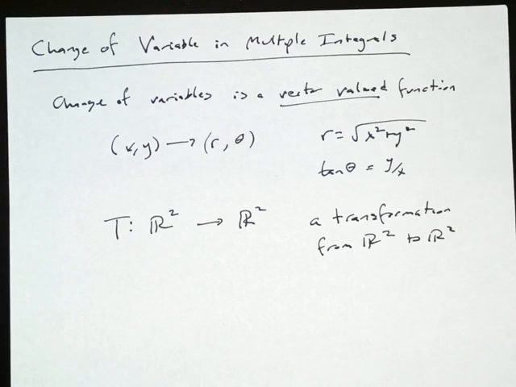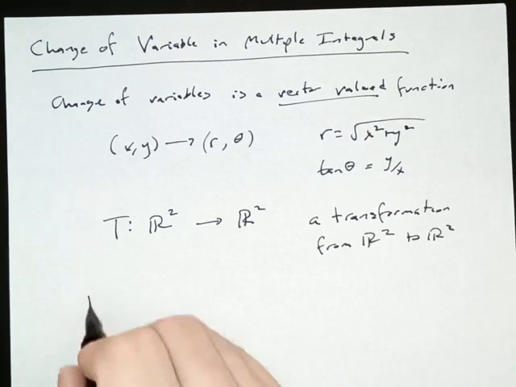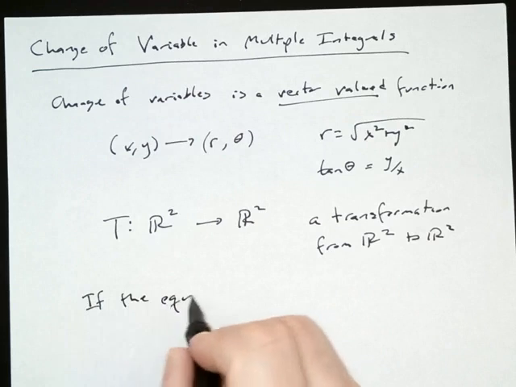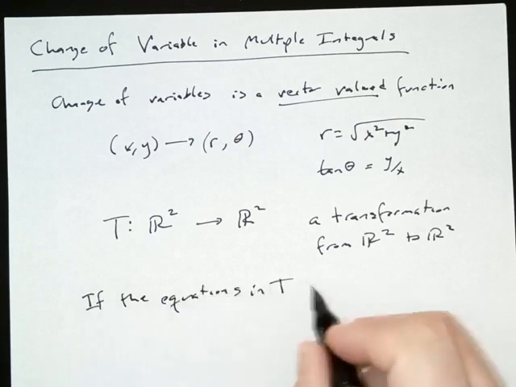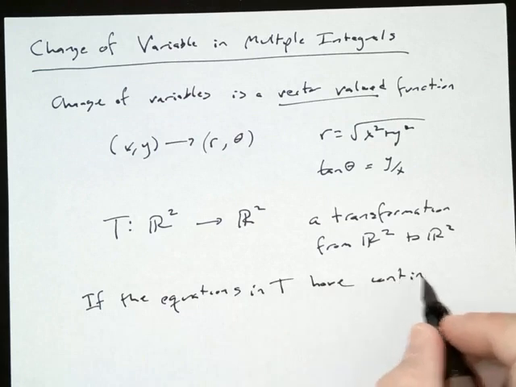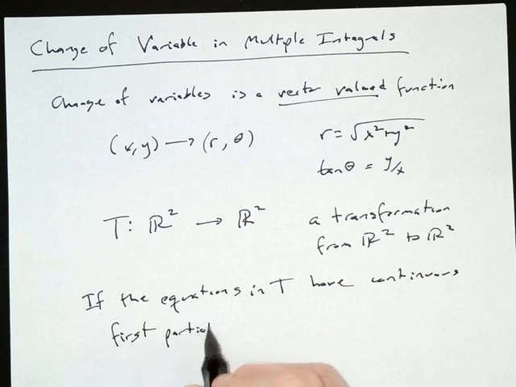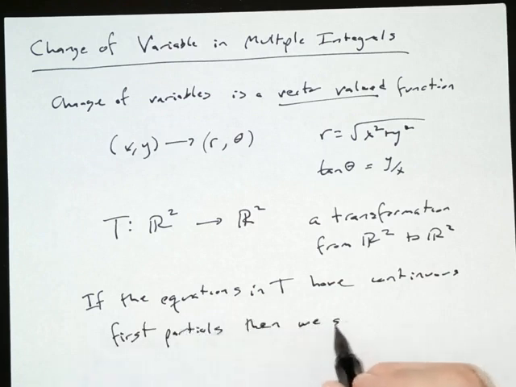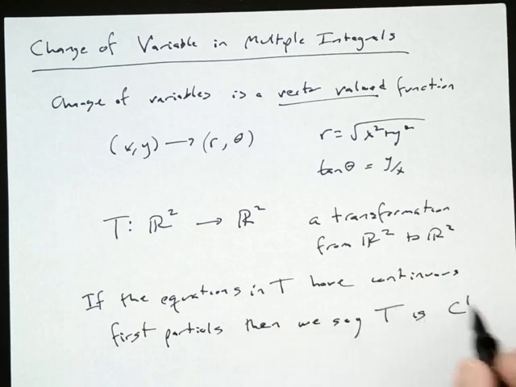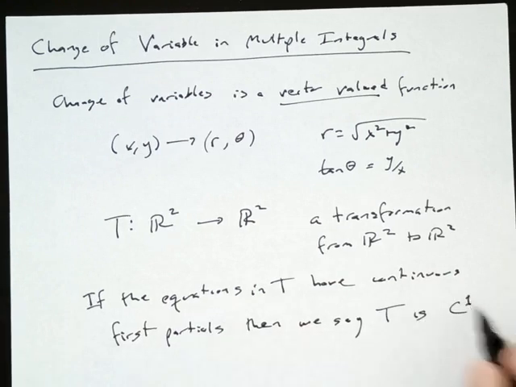Now, if these transformation equations have continuous first partial derivatives, then we're going to call them C1 transformations. In this case, C1 means continuous in the first derivative.